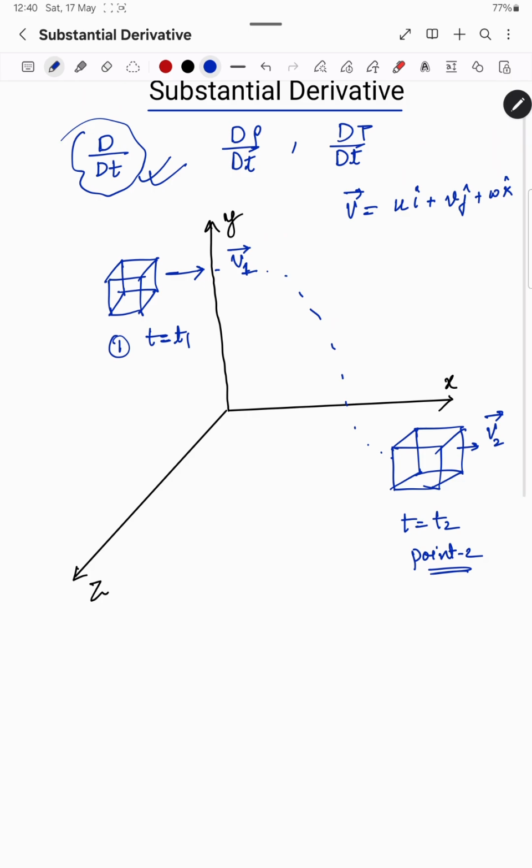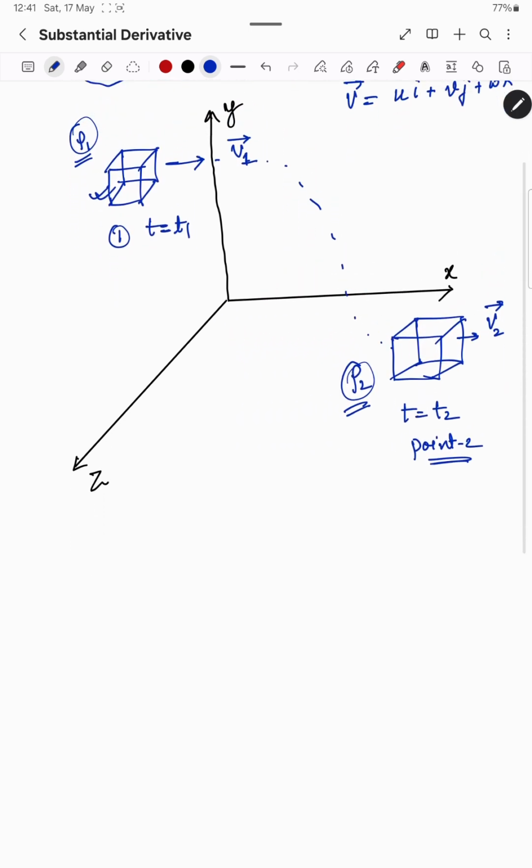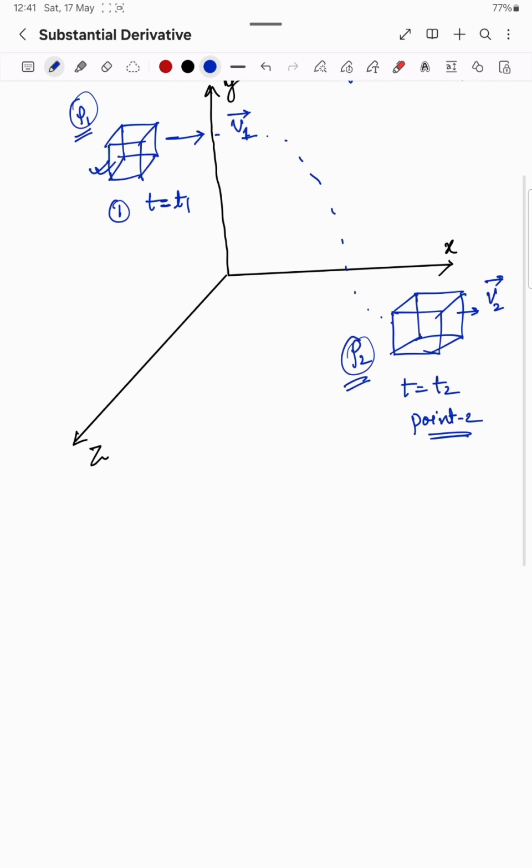So, let's talk about density. We'll understand the substantial derivative of density, to understand the meaning of substantial derivative. For that we'll assume that this fluid element has a density of rho1 at point 1, and rho2 at point 2. As this particle is moving, we can see that its density has changed. It was rho1 at point 1 and rho2 at point 2. So there are two reasons for the density to change.